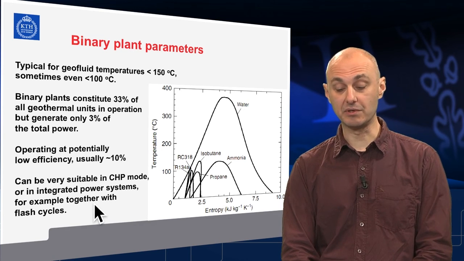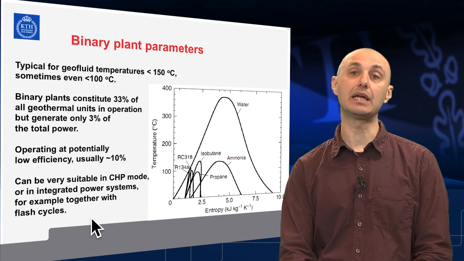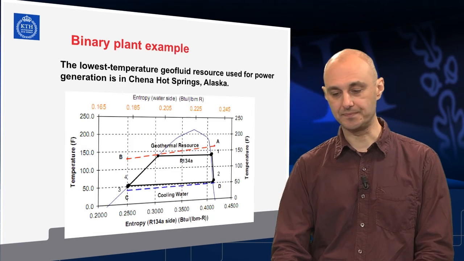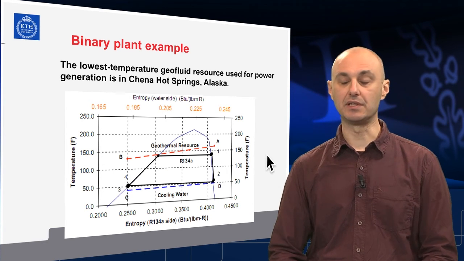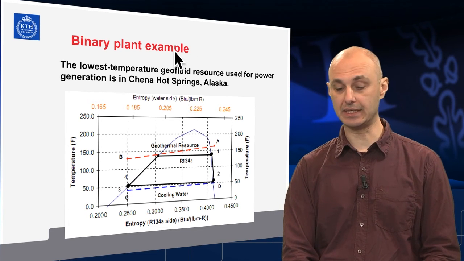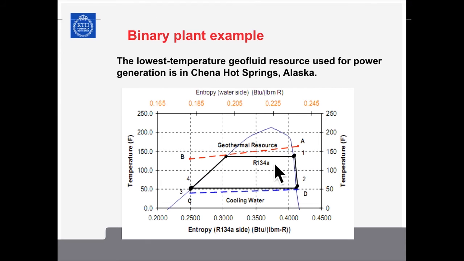They can, though, be very suitable for combined heat and power applications, or in any kind of integration options with flash plants or with additional heat input. This is one example of the lowest temperature heat source being used in a geothermal application in Alaska. The binary plant is using a refrigeration fluid, pretty much the same found in home refrigerators and very often in automotive air conditioning systems. The hot water coming from the production well is here slightly above 150 Fahrenheit. This is approximately a bit below 70 Celsius.